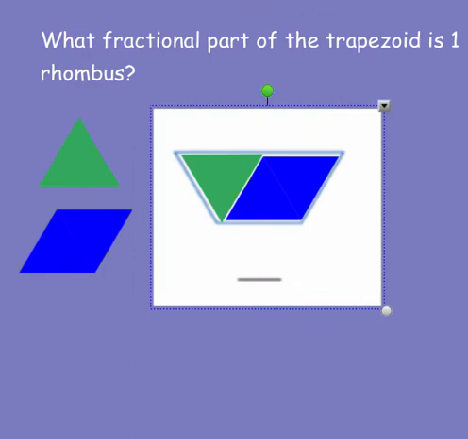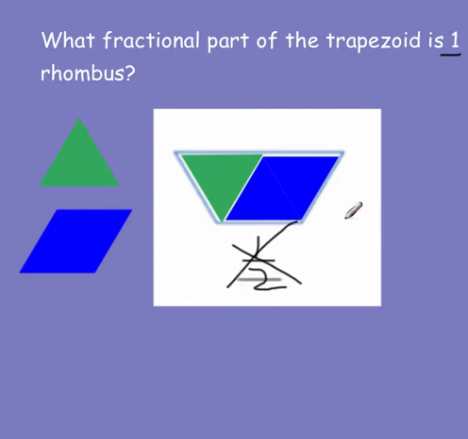Now, probably some of us would want to say, well, the rhombus, there's 1 of them, so my top number would be 1. And my bottom number would be the total pieces, which would be 2. But this doesn't work. We can't do this. You might say, why? Why can't we do that? Well, the reason is fractions have to have equal pieces, and a rhombus is not the same size as a triangle. So what we have to do is make all of the pieces equal to each other.